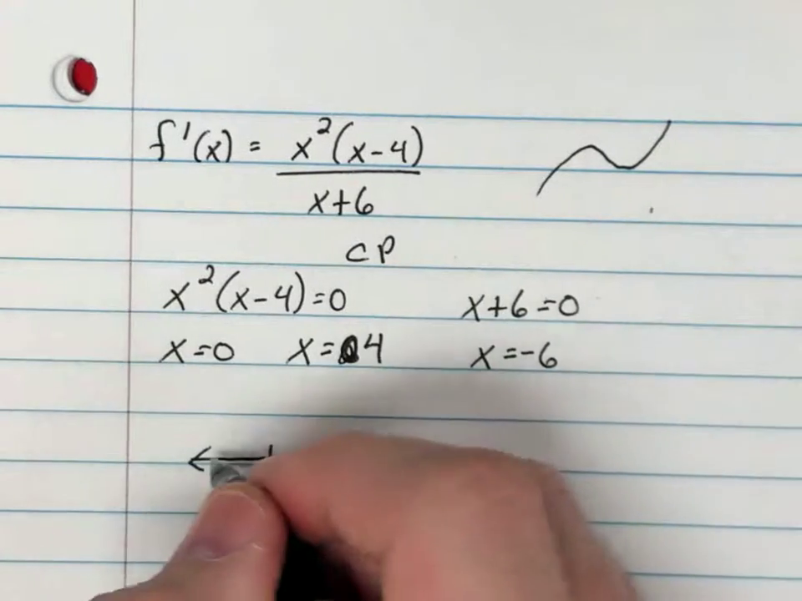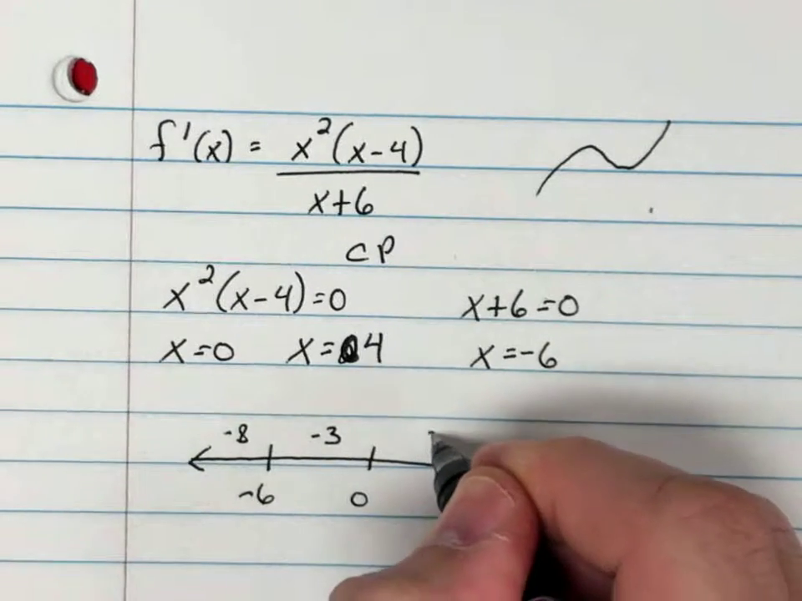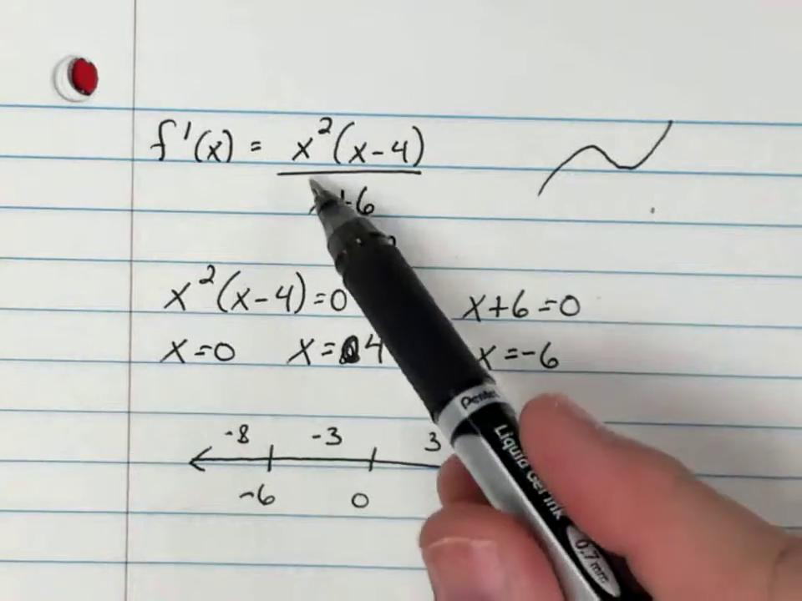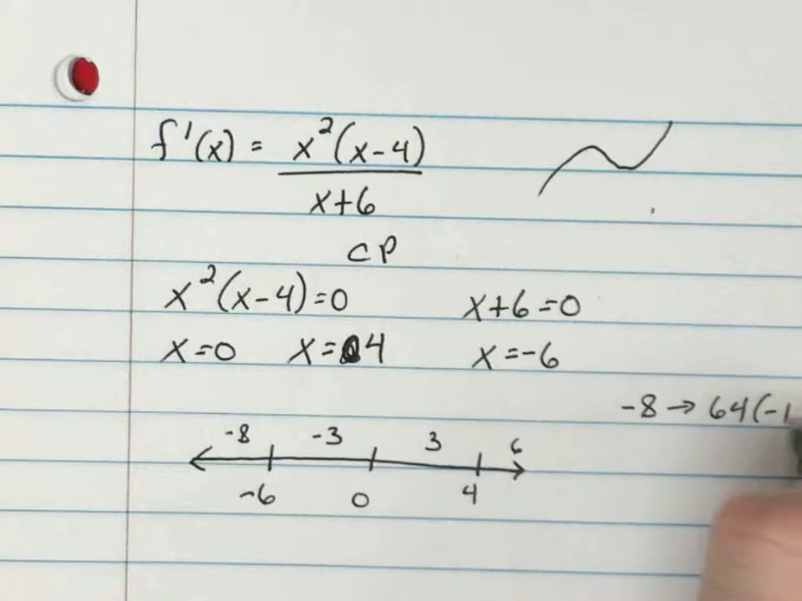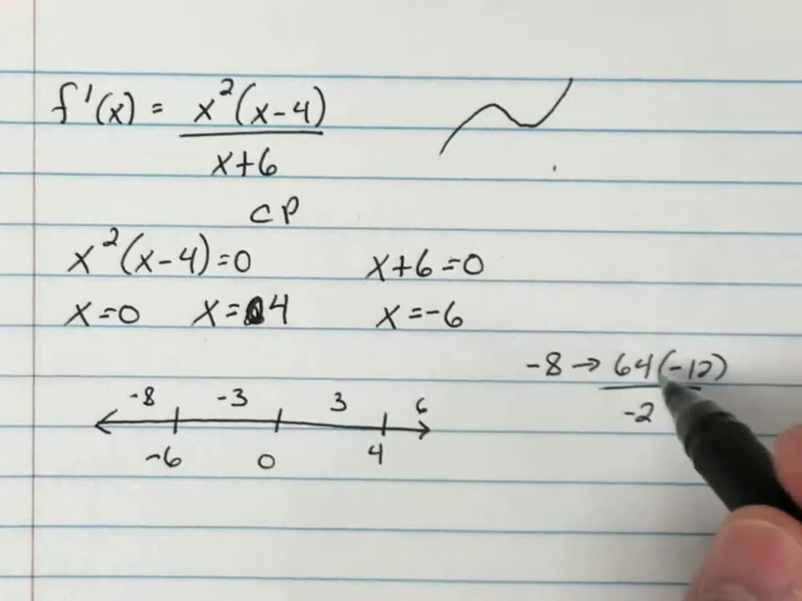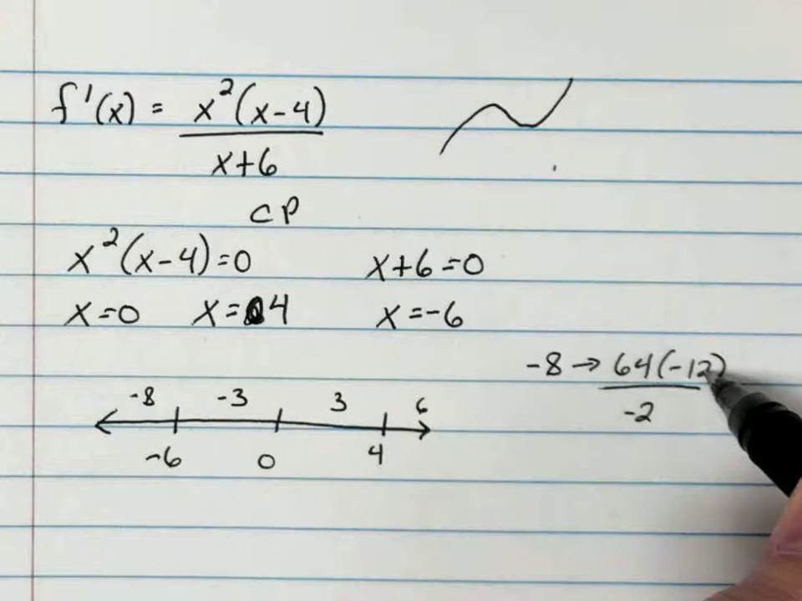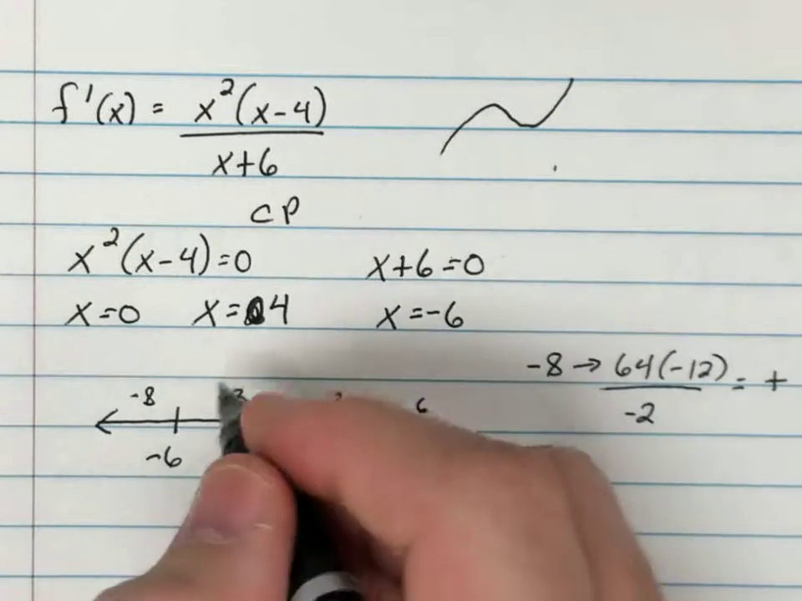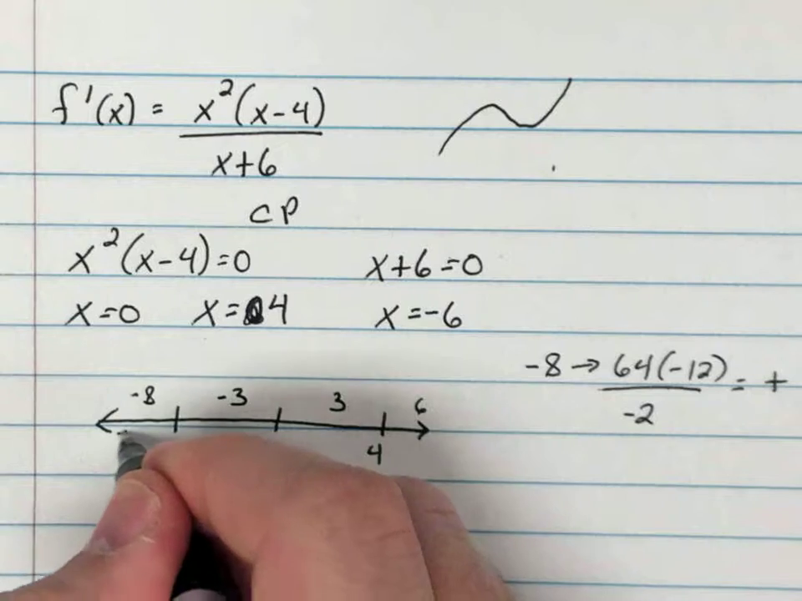So let's check. Pick any numbers, negative 8, maybe negative 3, 3, and 6, and plug those into your derivative. So plugging negative 8 gives us 64 times negative 12 over negative 2. We're not real concerned about what this number is. We're just concerned with, is it positive or is it negative? Positive times negative is a negative, over a negative is equal to a positive number. Don't go through the process of actually working it out. So since our derivative is positive here, that means our function is increasing.